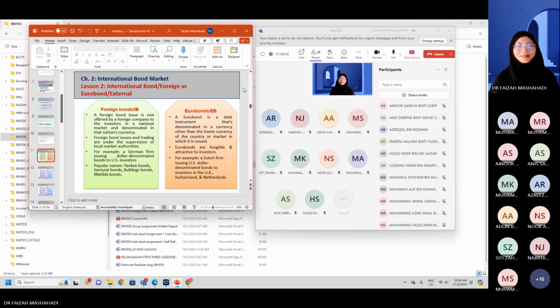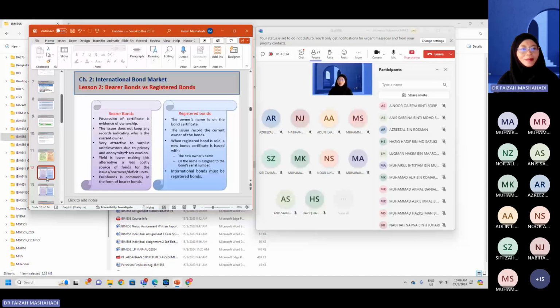Matilda bonds. It was denominated in Australian dollars, issued in the Australian market by non-Australian issuers, by foreigners. Okay. All right. So that one is Matilda bonds. Thank you very much. Okay. Ada yang keliru lagi? Any confusion between foreign bonds and euro bonds? Clear? Right. Clear, madam.